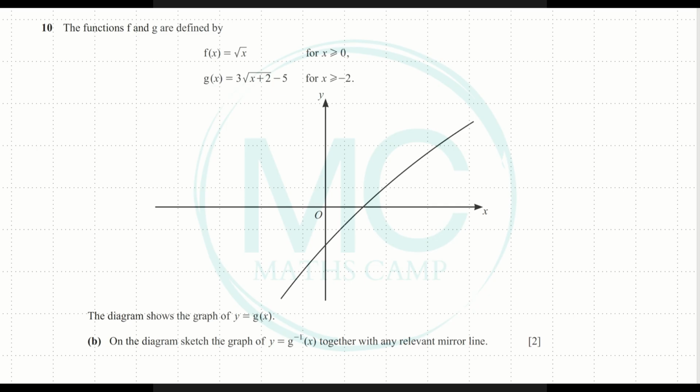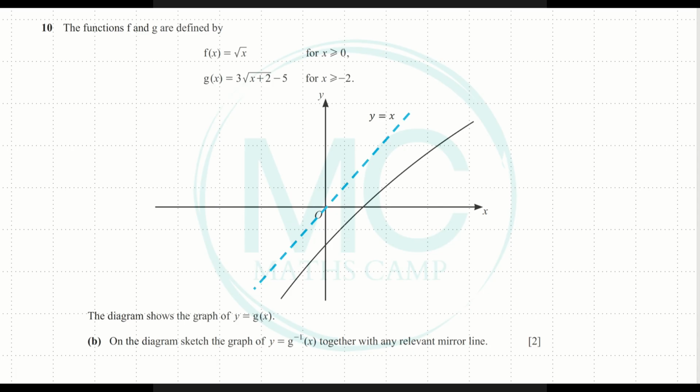The diagram shows the graph of y is equal to g of x. Part B says on the diagram, sketch the graph of y is equal to g to the negative 1 of x, together with any relevant mirror line. We are being asked to sketch the graph of the inverse function. When working with inverse functions, your mirror line will always be a graph with the equation y is equal to x. So the best place to start is to draw in your mirror line and label it as well. This shows your marker exactly what you're trying to do.